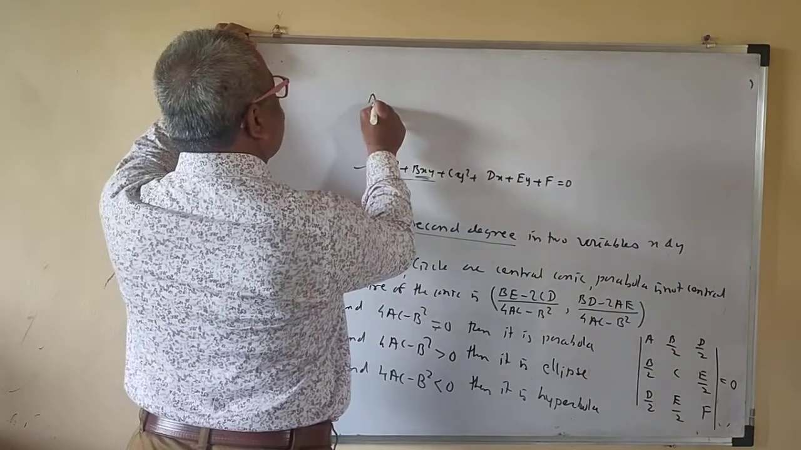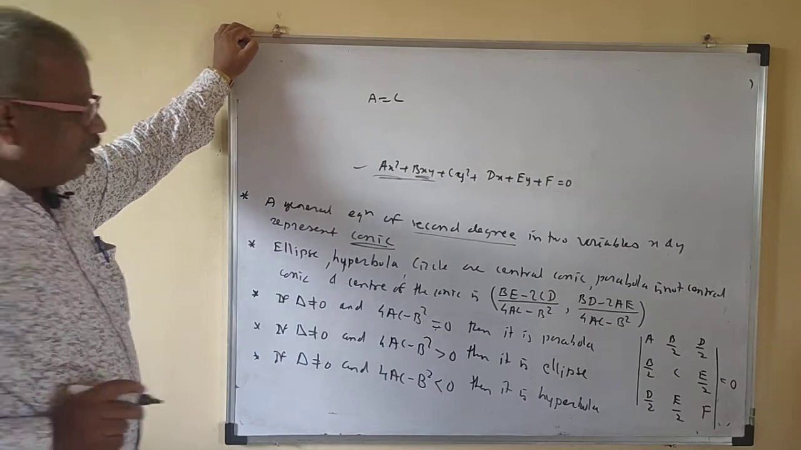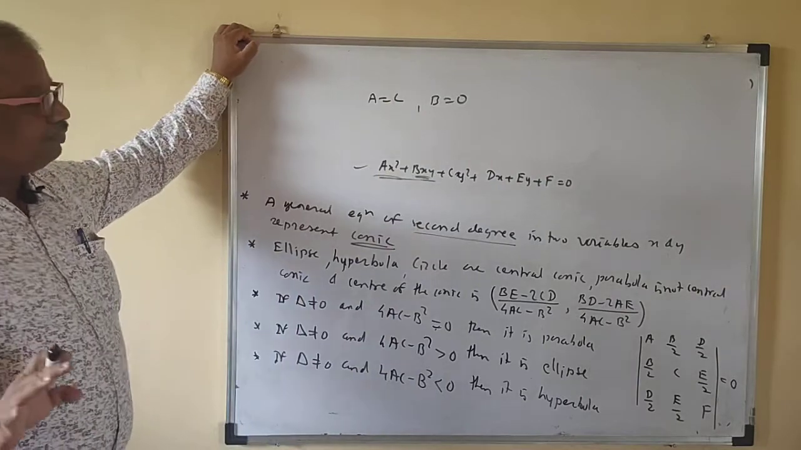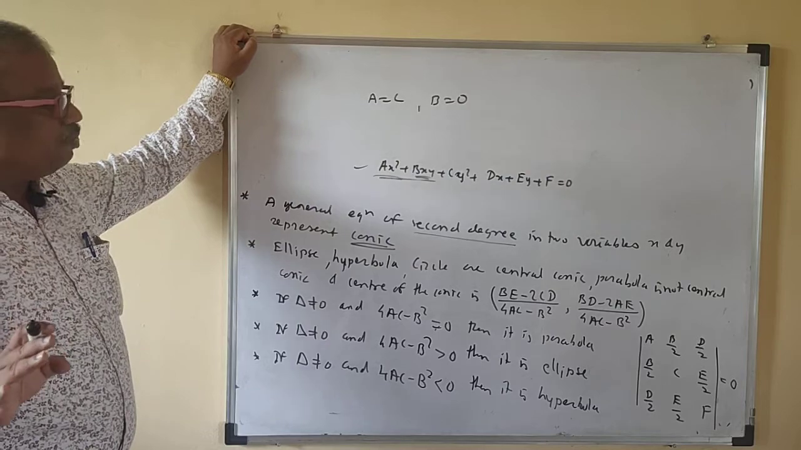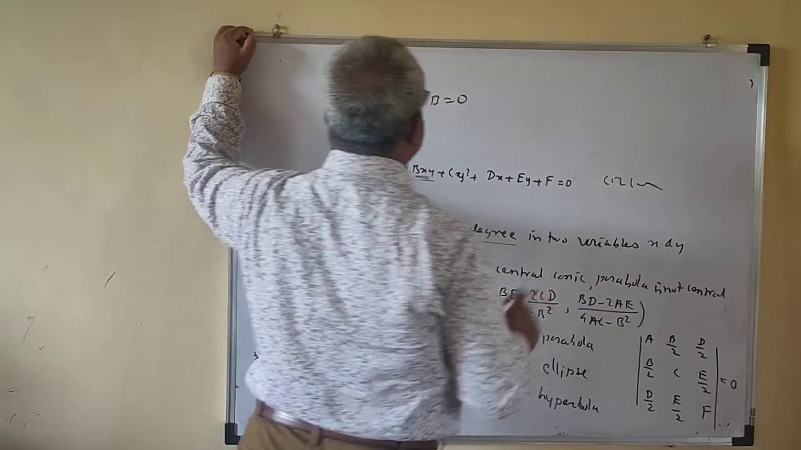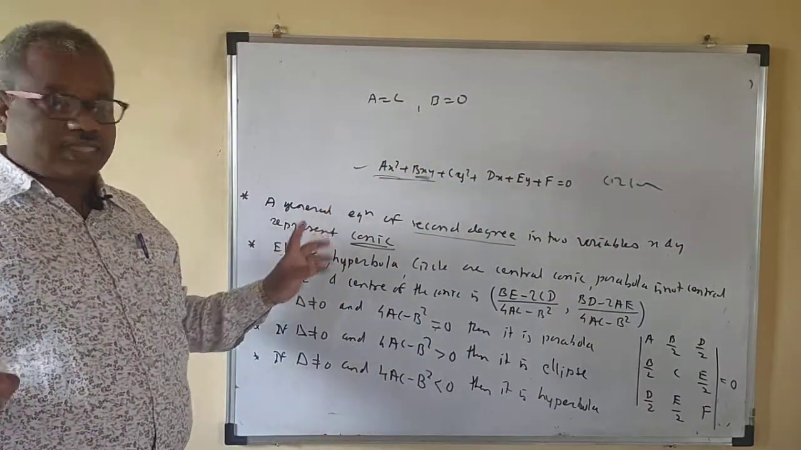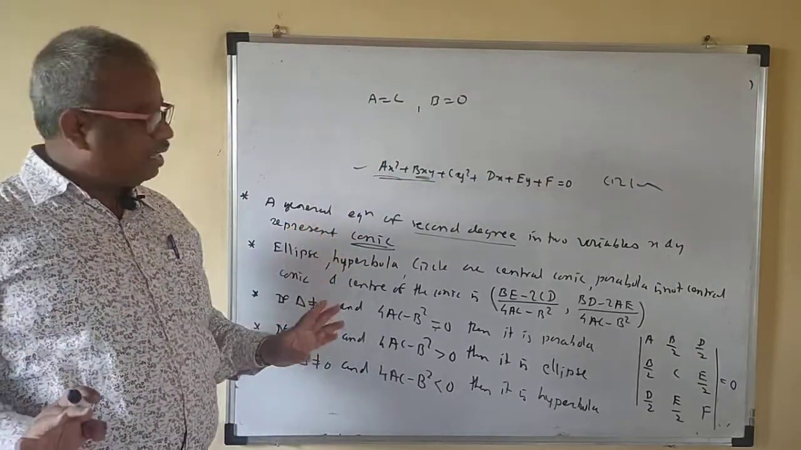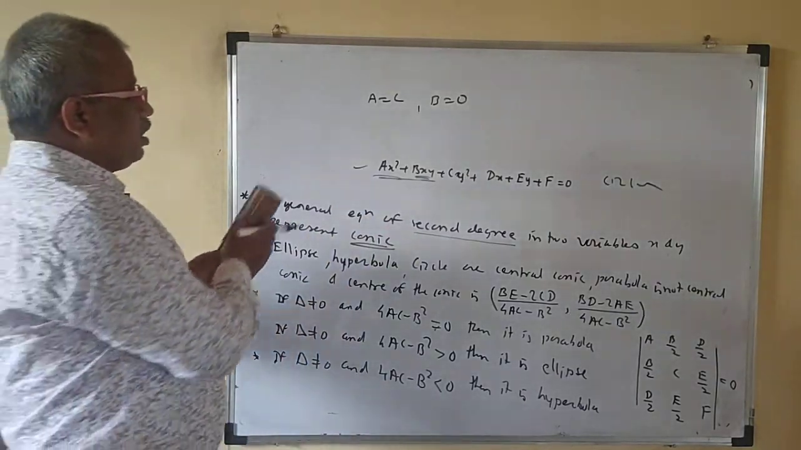So if A is equal to C, that means the coefficient of x square and the coefficient of y square are the same, and there is no product term. That means B is equal to 0. Both should hold simultaneously. Then it represents a circle. So for the circle, A and C must be equal and B must be 0. Both conditions should be satisfied simultaneously, then the second degree equation represents a circle.